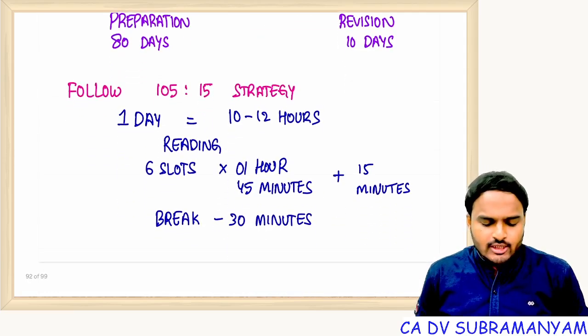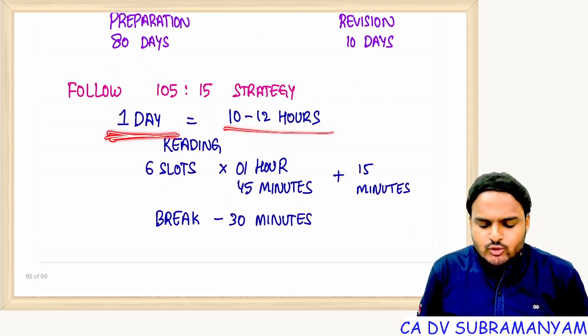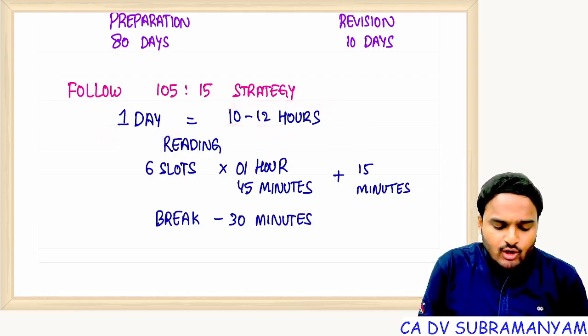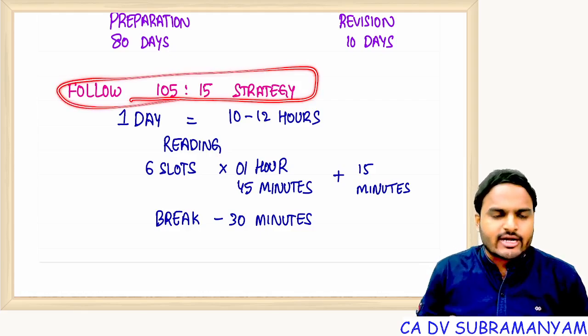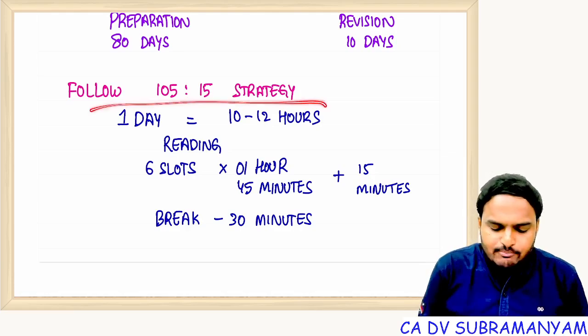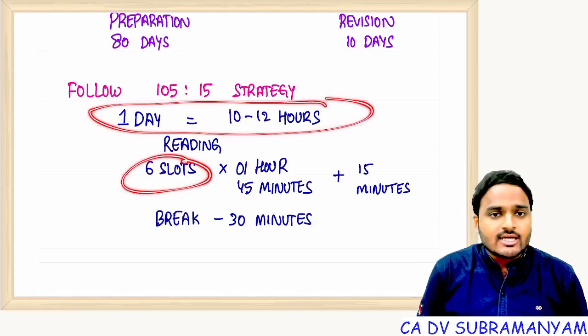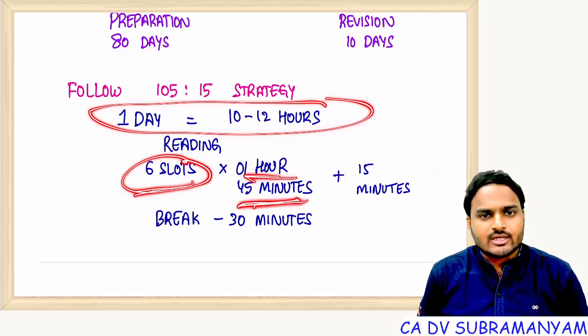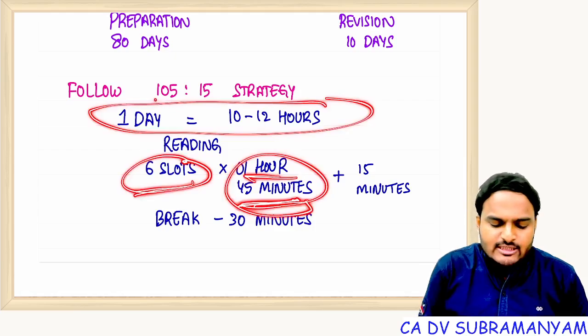First of all, take 10 to 12 hours of preparation time each day, and follow the 105 is to 15 strategy. What is this 105 is to 15? First of all, divide this preparation time into 6 slots, and each slot should be 1 hour 45 minutes. Understood? So 1 hour 45 minutes means 105 minutes.